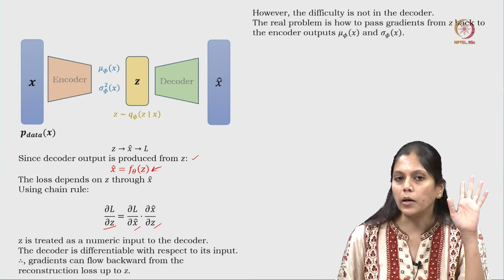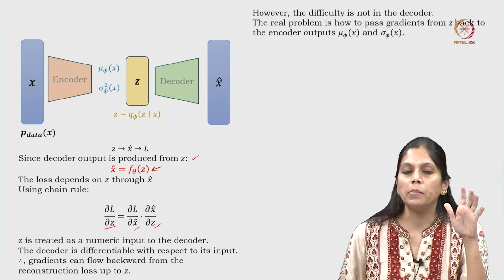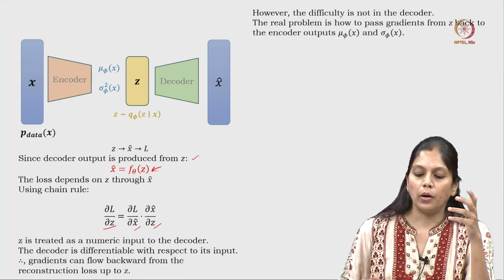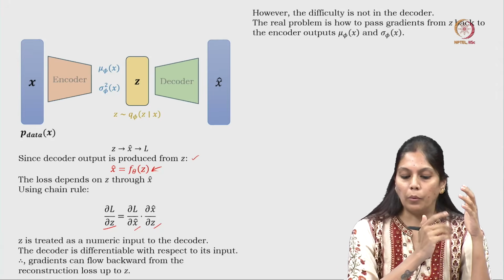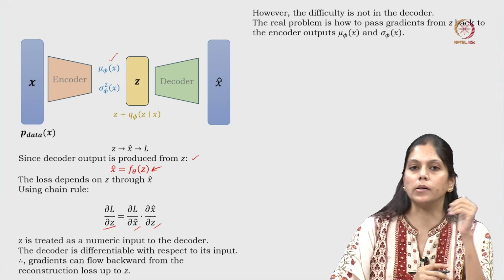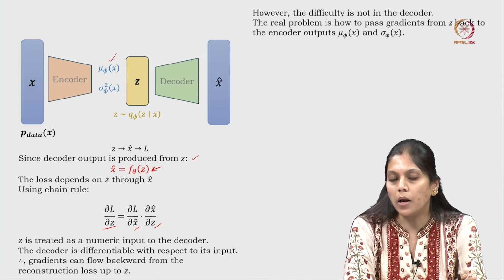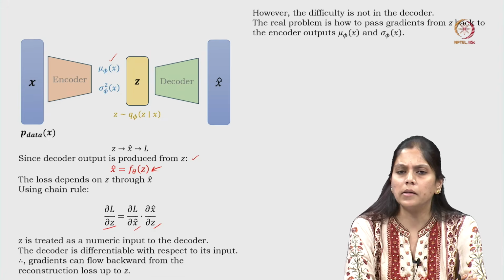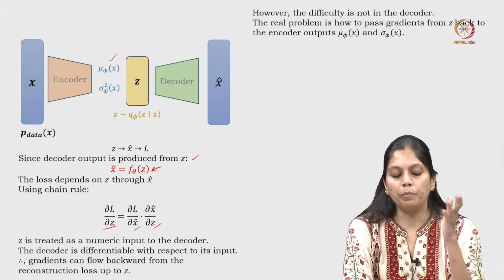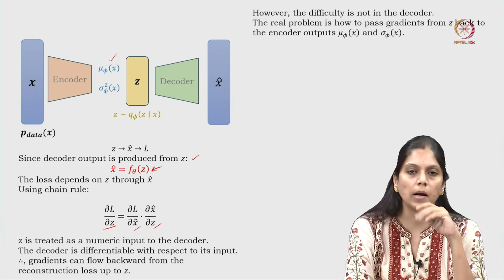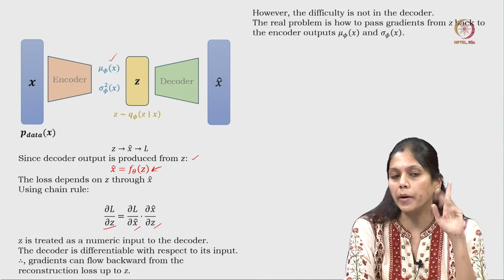However, the difficulty is not in the decoder, we have understood. Now where exactly is the problem? The real problem starts when you want to pass the gradients from Z backwards, back to the encoder parameters. So what are the encoder outputs here? The encoder outputs are mean and variance. Later the variance is converted into standard deviation. So the encoder outputs are this mean and standard deviation. Now you have to compute the gradients with respect to these two.